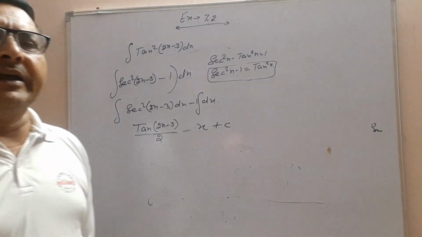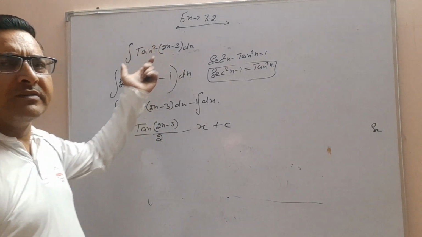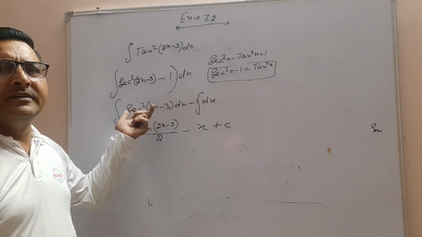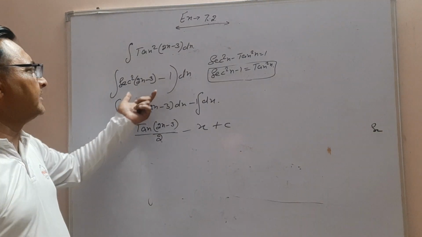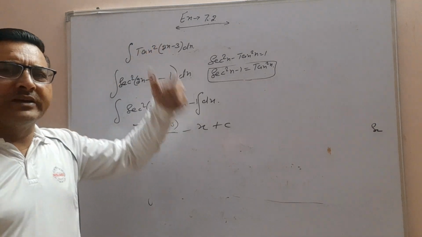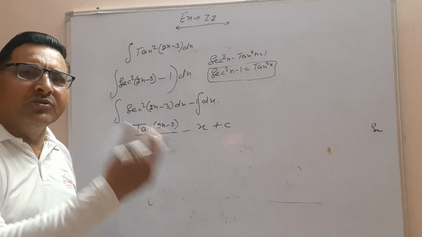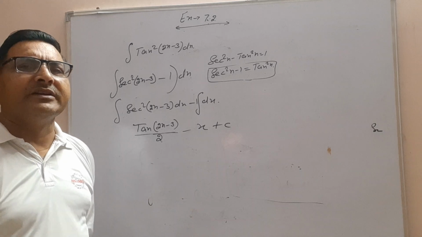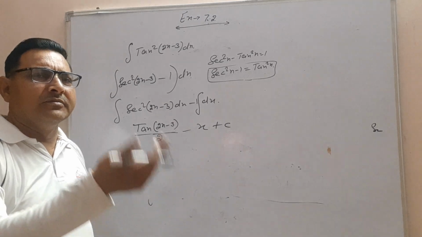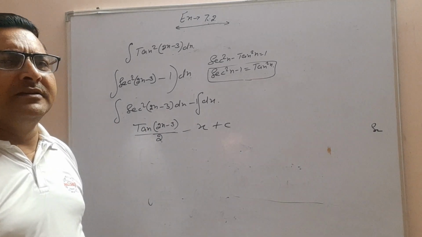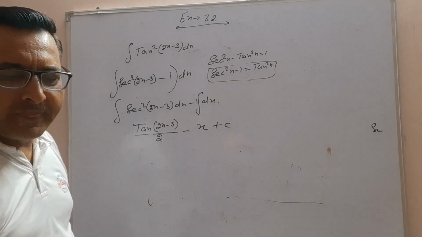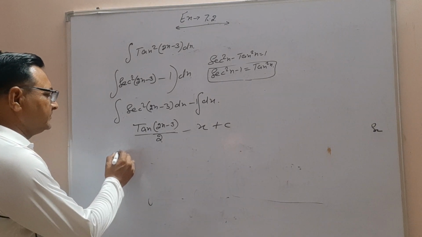So always keep it in mind, if there is tan square x, you have to convert it in the form of secant square x. You can use this identity and write like this. Same here, if the question is cot square (2x minus 3), then again you have to convert it into cosecant square x minus 1, because cosecant square x minus cot square x is equal to 1. From that identity you can find cosecant square x minus 1 is equal to cot square x. So let's see the another question.